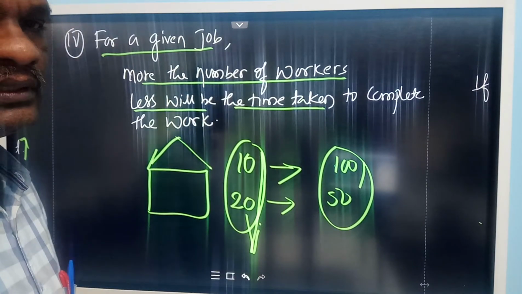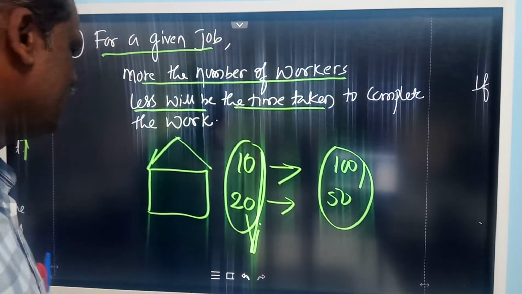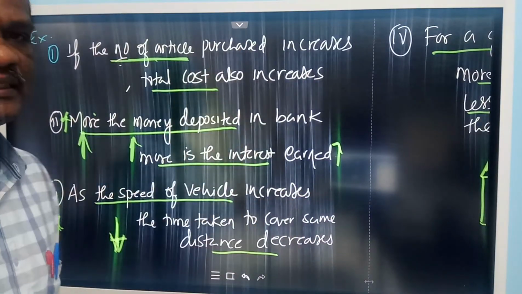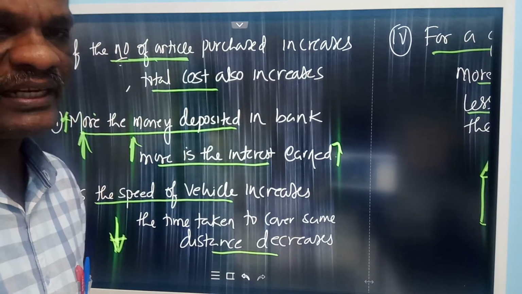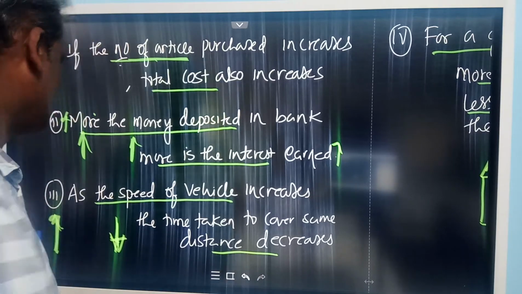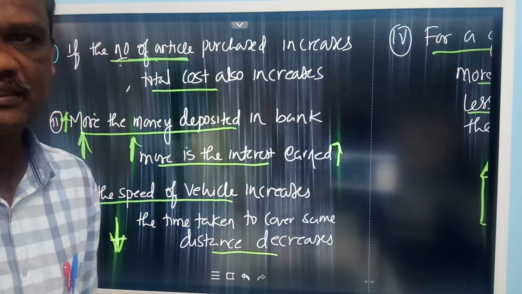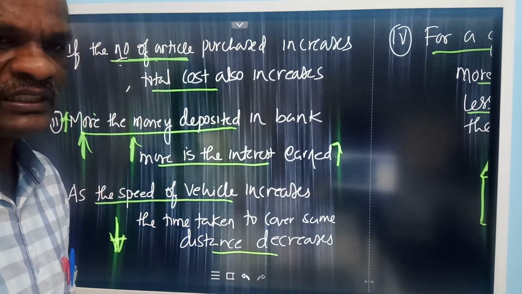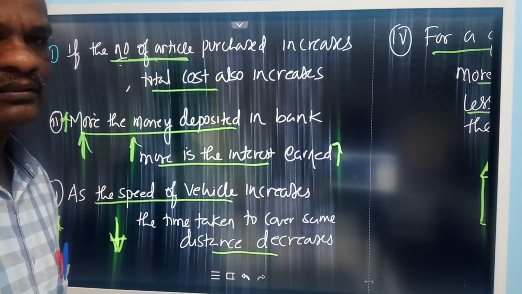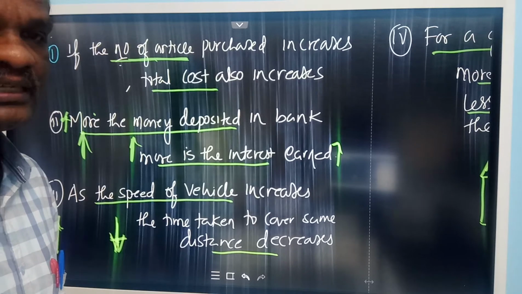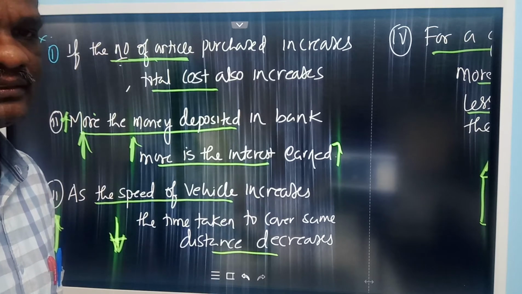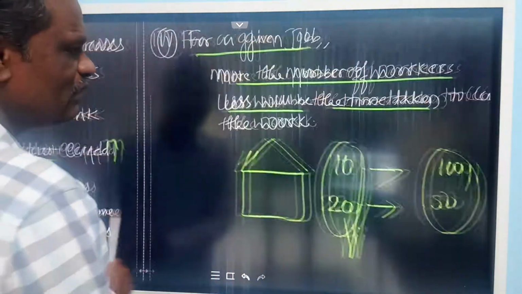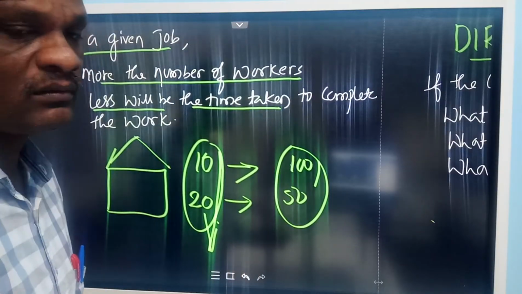So we name such types of variations by different names. If one is increasing, the other one also increasing, we call it a direct proportion. If one is increasing, the other one is decreasing, then we call it inverse proportion. If one quantity increases, the other also increases, then it is direct. If one quantity increases, the other one decreases, then it is in inverse proportion. Is it clear to all of you?